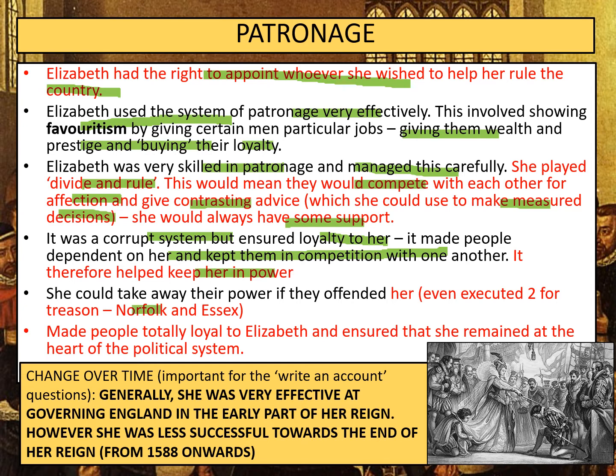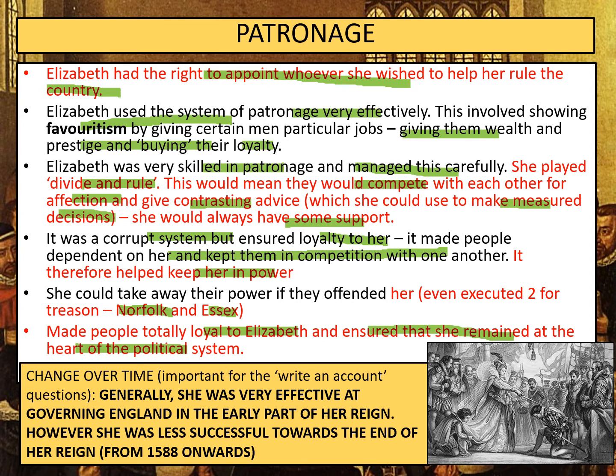Norfolk, after his involvement in the 1569 Northern Rebellion, and then him getting involved again in the 1571 Ridolfi plot, was executed for treason, despite the fact that he was the most powerful English noble at that point. And she also executes the Earl of Essex in 1601 for him starting that rebellion against her. So it was a really important system that made people totally loyal to Elizabeth and ensured that she remained at the heart of the political system.